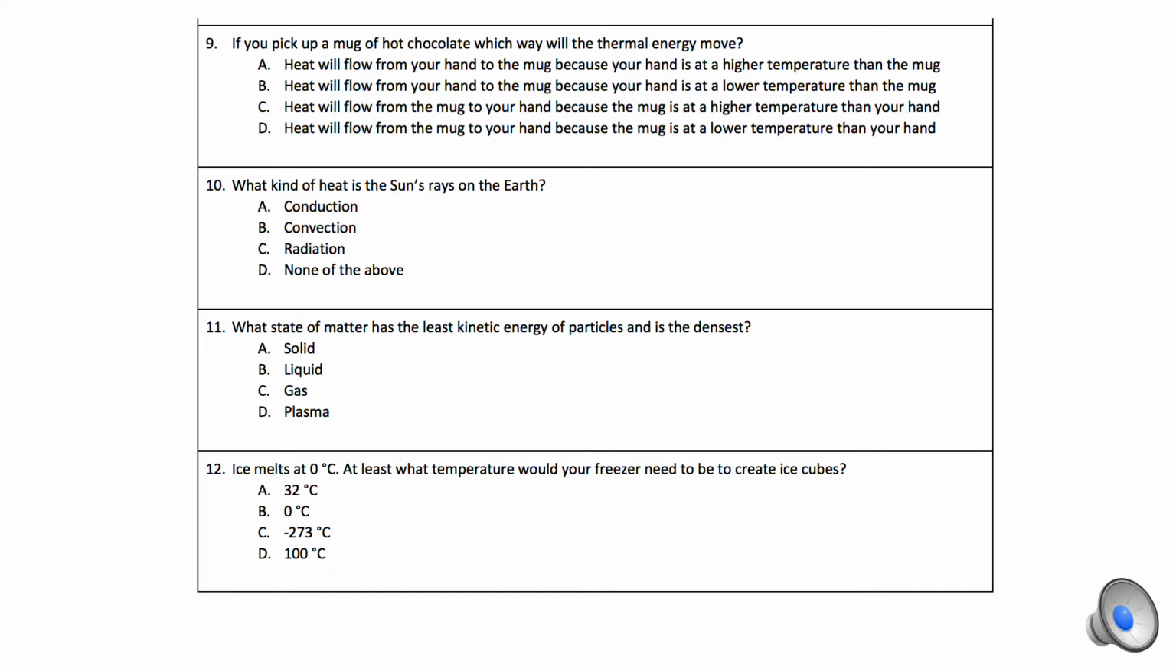Number 12, ice melts at 0 degrees Celsius. At least what temperature would your freezer need to be at to create ice cubes? A, 32 degrees Celsius, B, 0 degrees Celsius, C, negative 273 degrees Celsius, or D, 100 degrees Celsius.